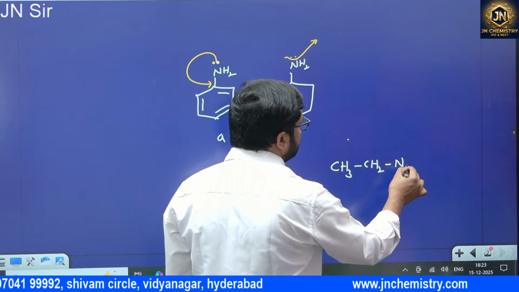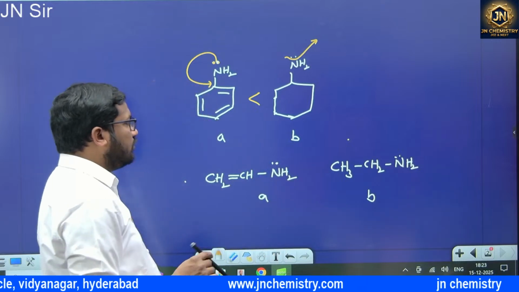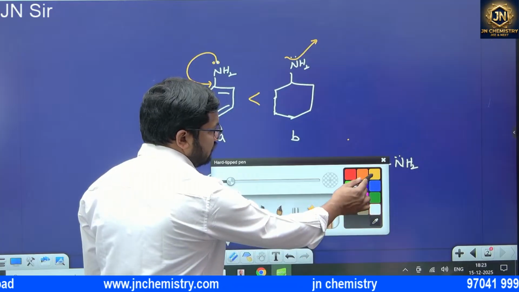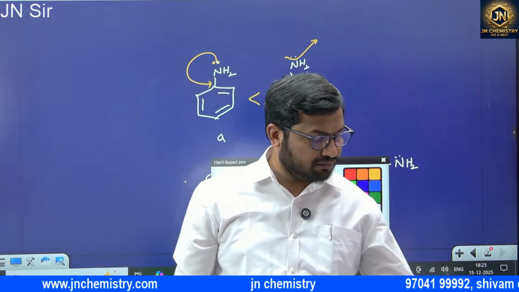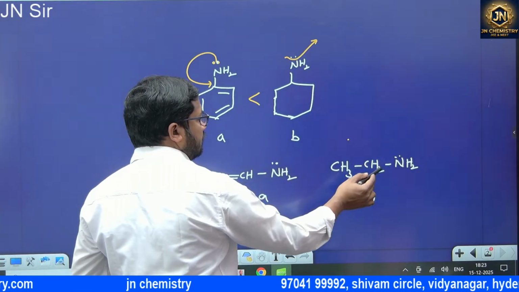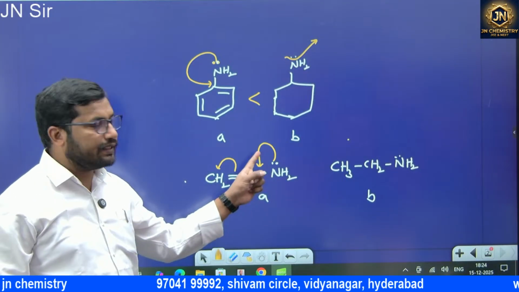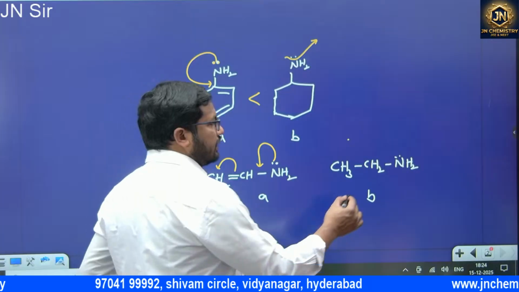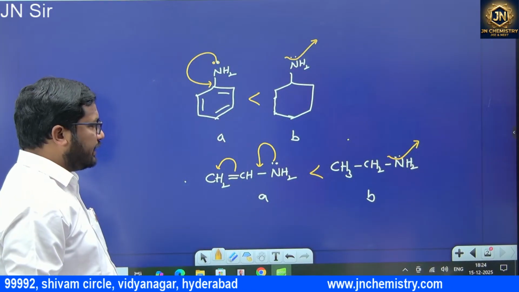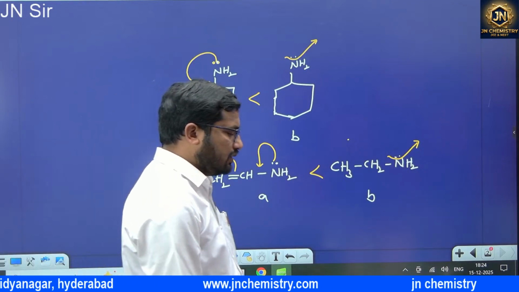Now let me know in these two cases, A and B. Here also the lone pair is participating in the resonance, but in this case it is free. So B is greater than A. But acidic nature is a different case, that is different. Any doubts you can ask me.